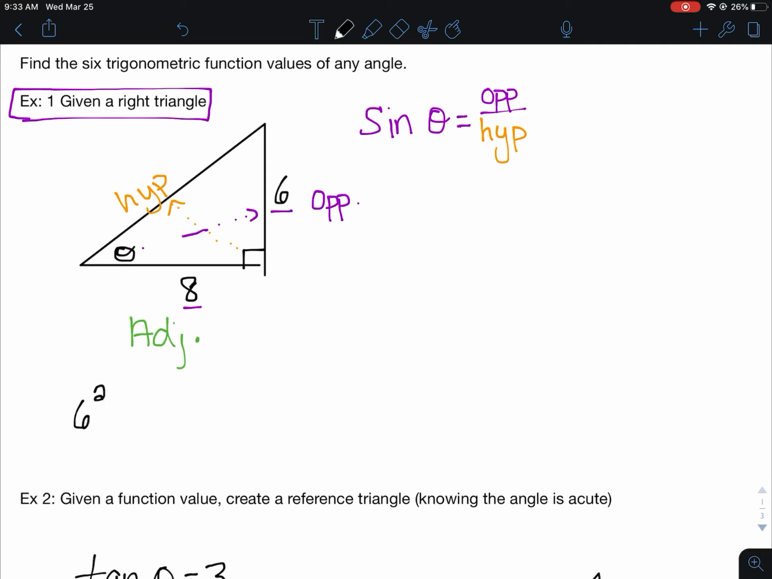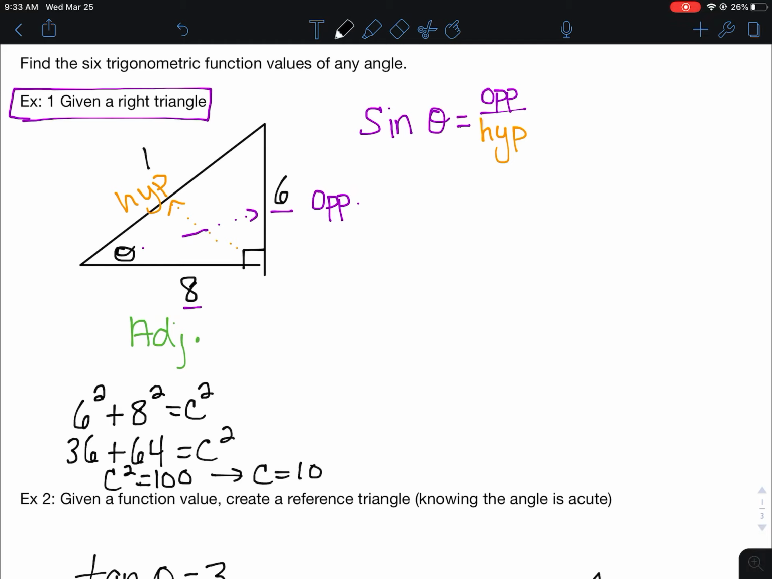So 6 squared plus 8 squared has to equal c squared. 36 plus 64 is equal to c squared, or c squared equals 100, which then tells me c is equal to 10. So if c is equal to 10, that's the hypotenuse value. You might also recognize this is a Pythagorean triple. These side lengths come from a 3, 4, 5 right triangle. This is just a multiple of that, 6, 8, and 10.